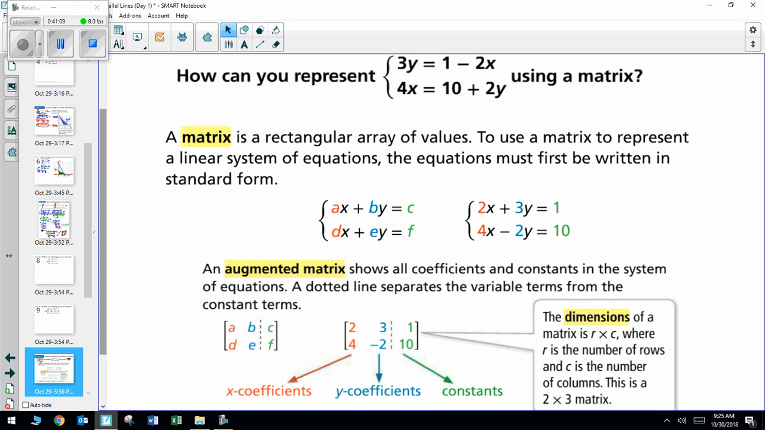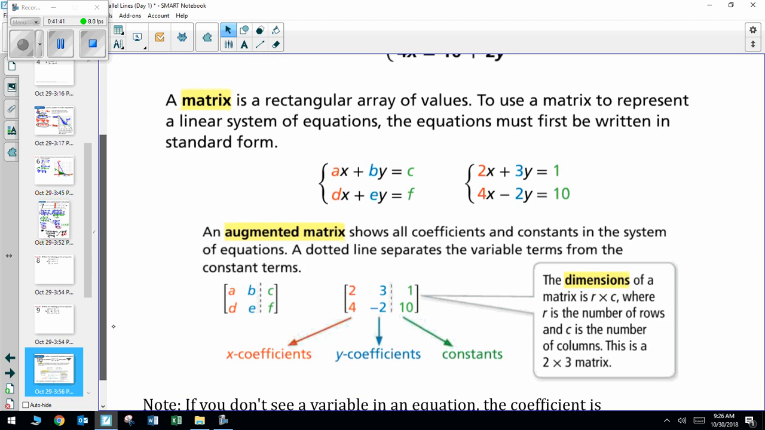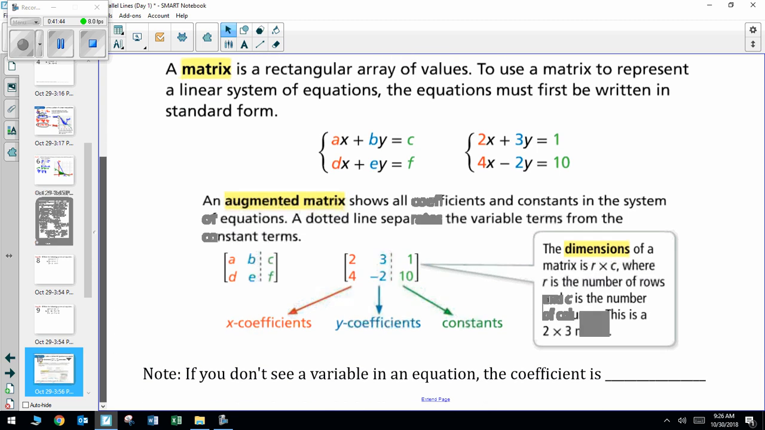it would be 2 is the coefficient of x in the first equation, 4 is the coefficient of x in the second, 3 is the coefficient of y, -2 is the coefficient of y, and then the 1 and 10, those go in the last column, what's called an augmented matrix. Okay, so there's a coefficient matrix where you just see the coefficients. An augmented matrix shows them and what it equals to. And the dimensions of a matrix are rows by columns. So this would be a 2 by 3 matrix, because it's 2 rows and 3 columns.